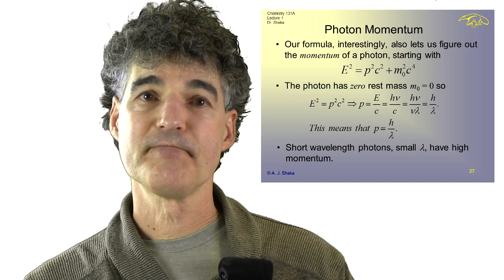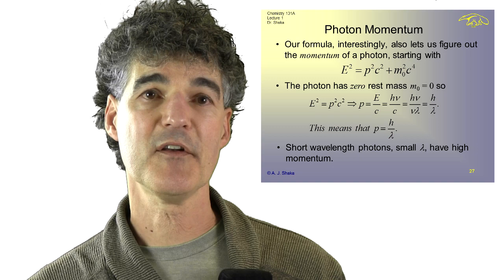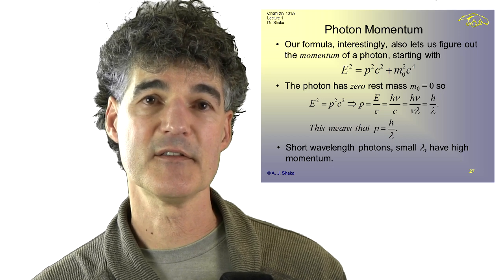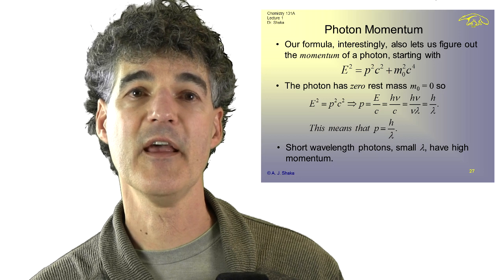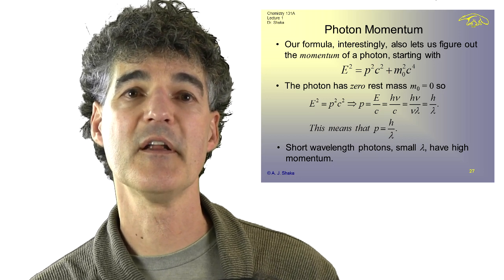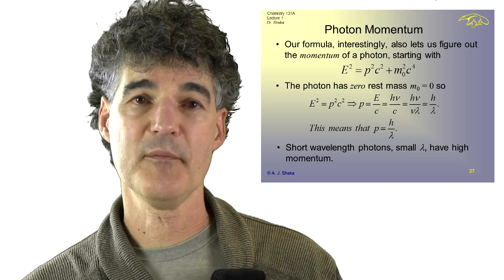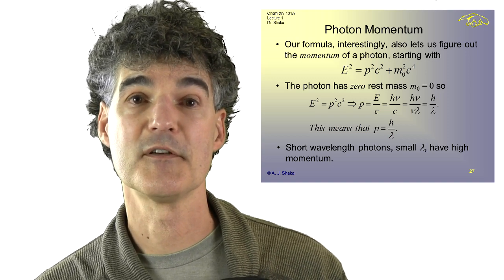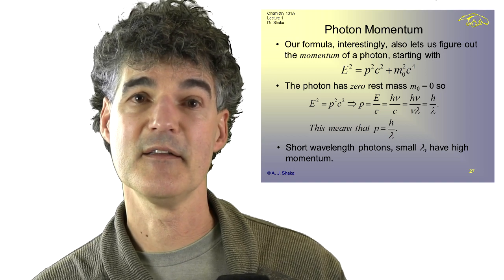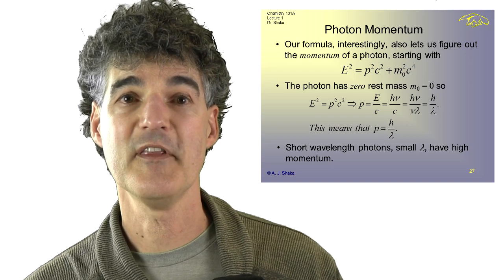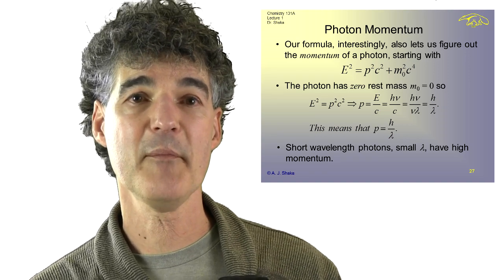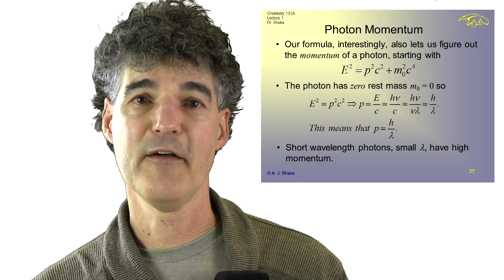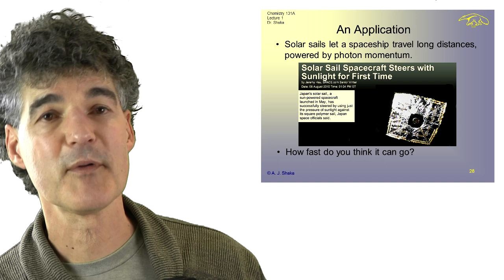And interestingly, this formula also lets us figure out the momentum of a photon. So we start with the formula, and then we note that a photon has zero rest mass, and therefore the energy is just E squared equals P squared C squared. We can take the square root of that and find that the momentum is E upon C, and since light's quantized, that's h nu over c. And since c is the frequency times the wavelength, we just end up with P equals h over lambda, which is the momentum. And that means that short wavelength photons have high momentum.